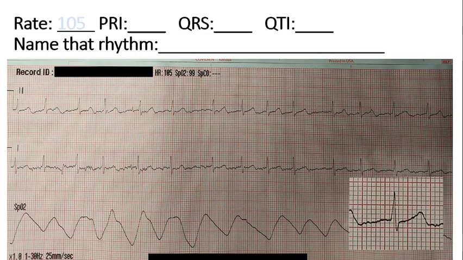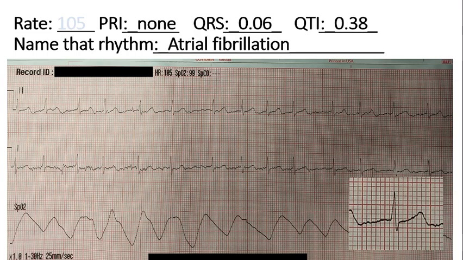And when you're done. So this is a rate of about 105. This is what the computer calculated it at. There's no PRI because there's no P wave. There's a lot of foci in the atrium that are all kind of competing, and every so often one gets through the AV node down to the ventricles and causes a contraction, but it's nowhere near consistent, which is very indicative of atrial fibrillation.